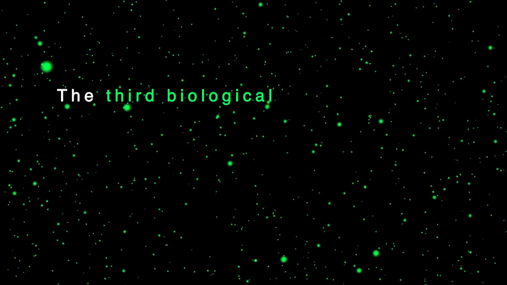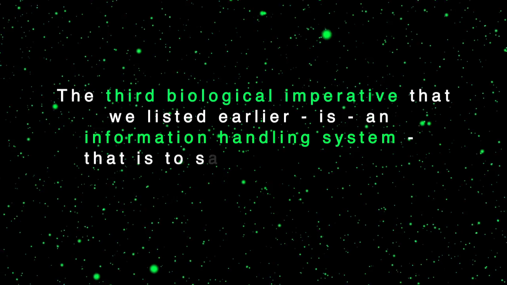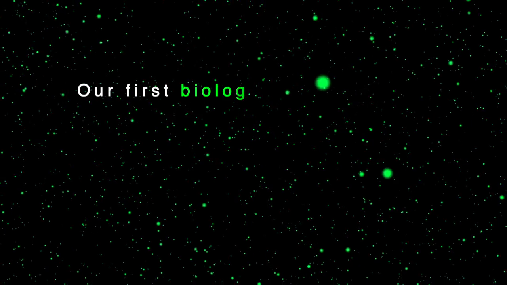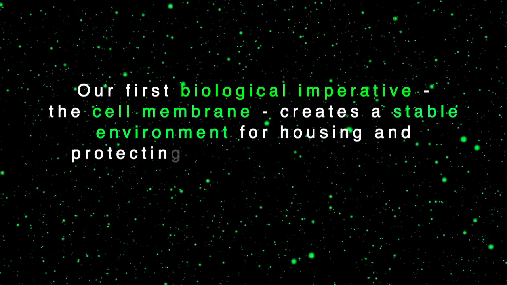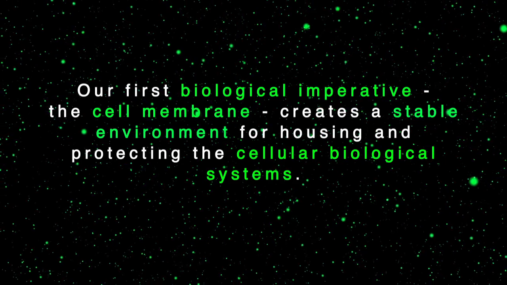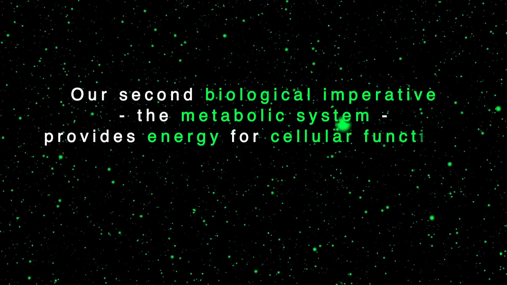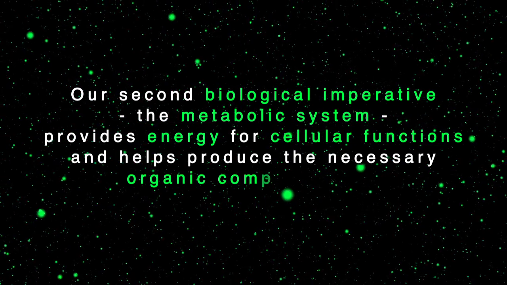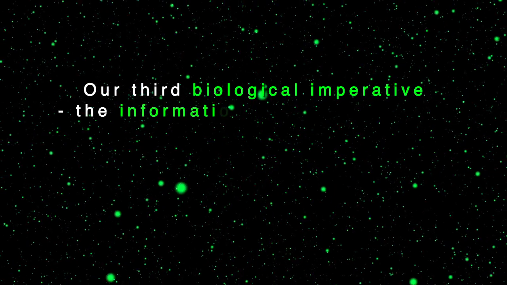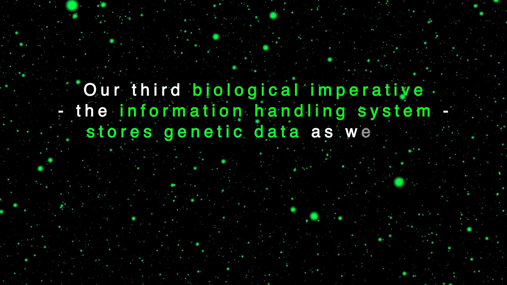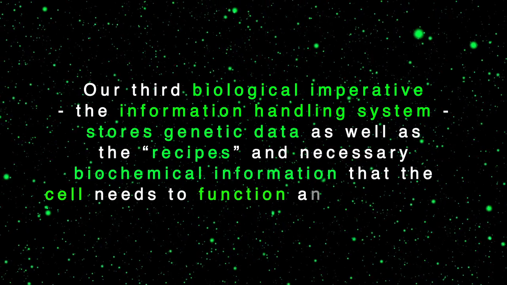The third biological imperative that we listed earlier is an information handling system, that is to say, a form of DNA. Our first biological imperative, the cell membrane, creates a stable environment for housing and protecting the cellular biological systems. Our second biological imperative, the metabolic system, provides energy for cellular functions and helps produce the necessary organic compounds the cell needs to thrive. Our third biological imperative, the information handling system, stores genetic data as well as the recipes and necessary biochemical information that the cell needs to function and reproduce.